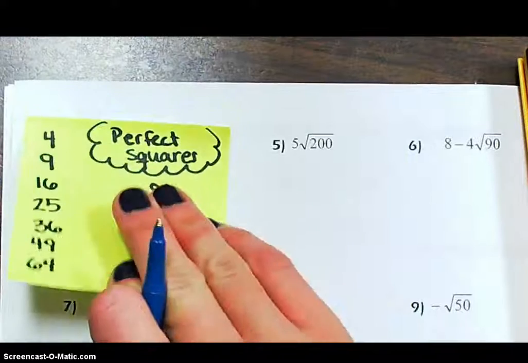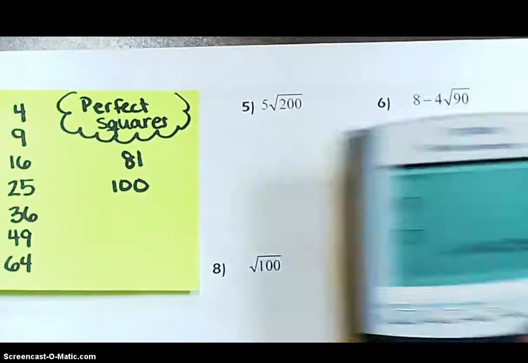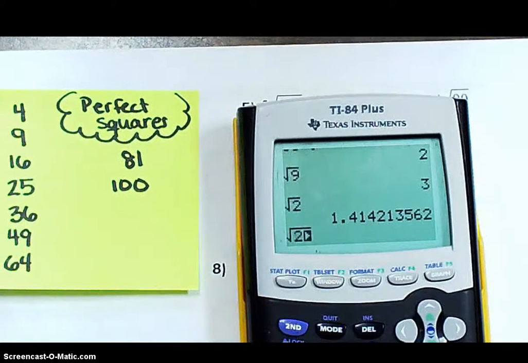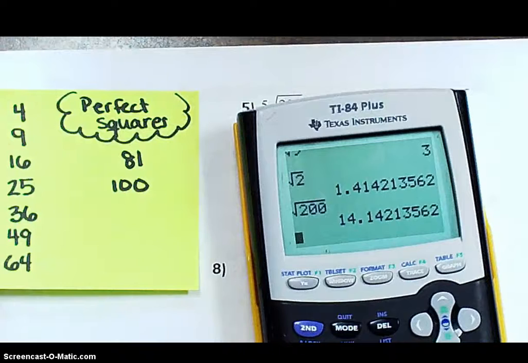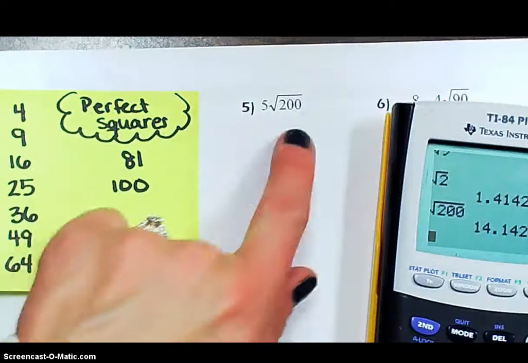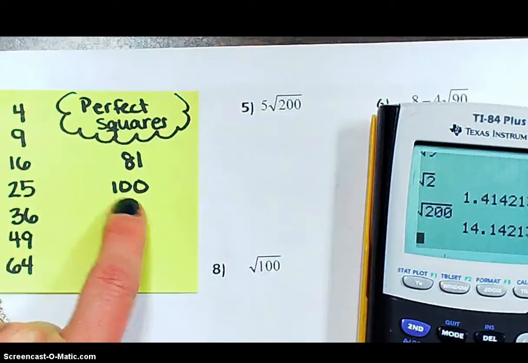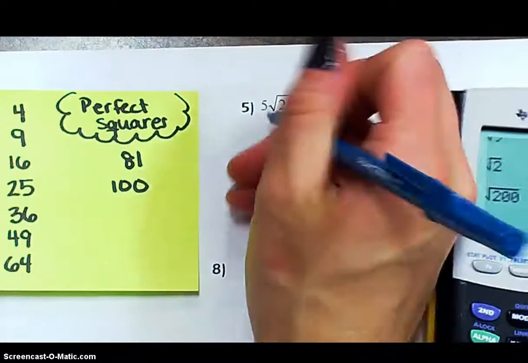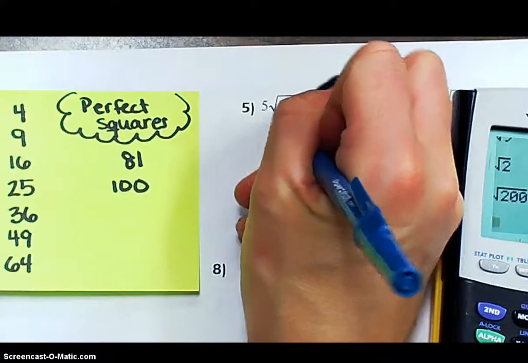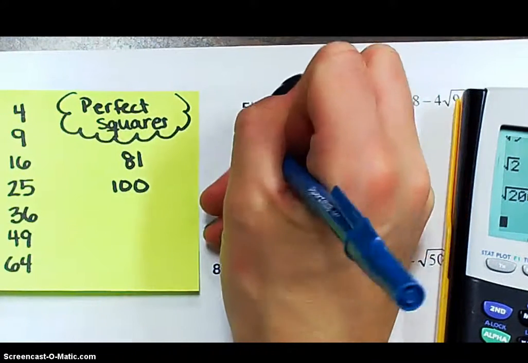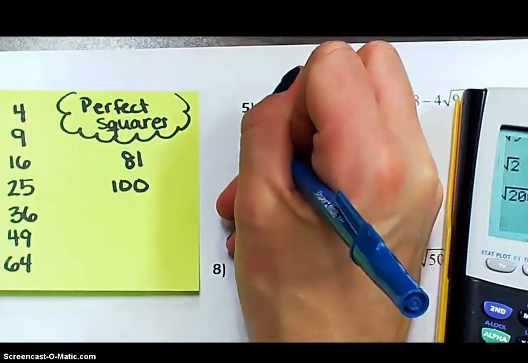Okay, let's try now number 5. So we have 5 radical 200. So if I check the square root of 200, it is not a perfect square. So now we need to find one of these numbers that will go into 200 evenly. Well, let's take a look. Will 100 go into 200? It sure will. So we're going to break this down into radical 100 times radical 2. And then the 5 stays on the outside, and everything is being multiplied.